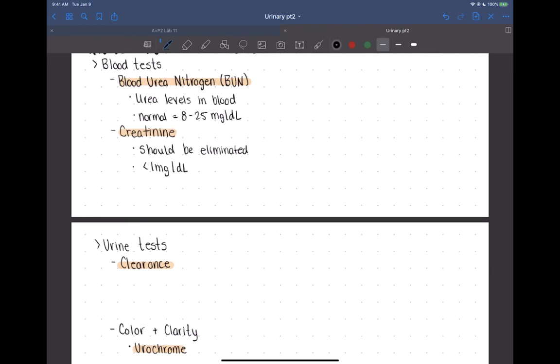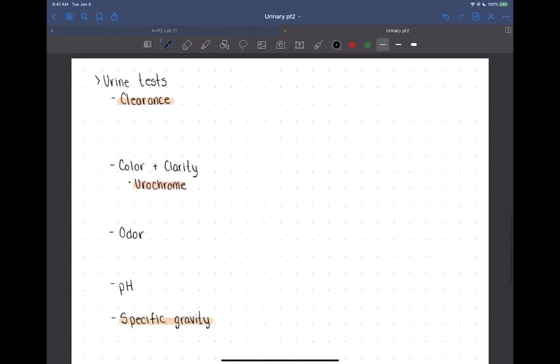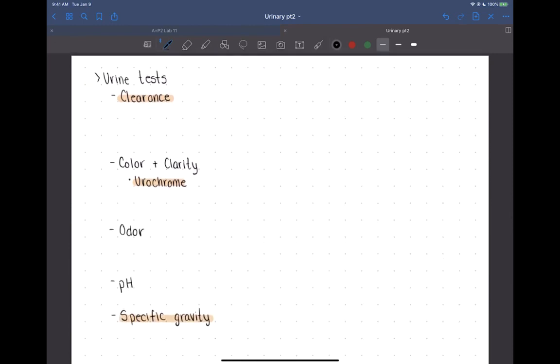Okay, good. So that's in the blood. All right, and so then let's talk about urine. So with a urine sample, you can test quite a few different things. First, you can test, and this kind of is blood and urine, clearance. And what clearance measures is it uses blood and urine.